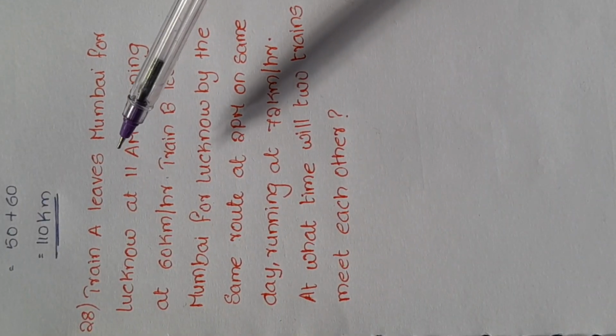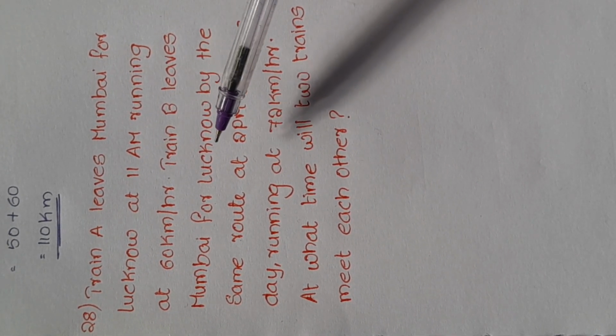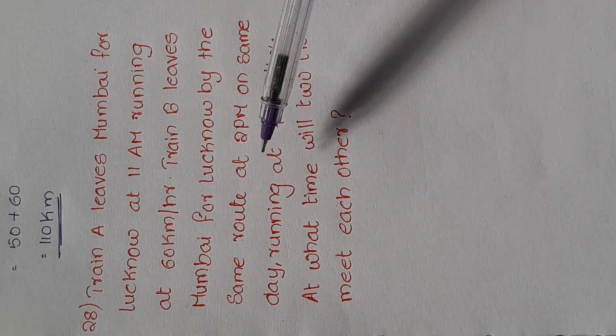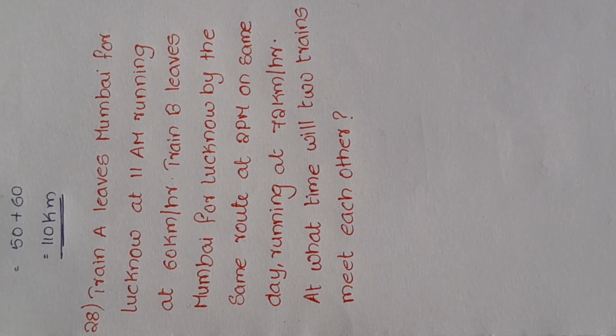Question number 28. Train A leaves Mumbai for Lucknow at 11 am running at 60 km per hour speed. Train B leaves Mumbai for Lucknow by the same route at 2 pm on the same day running at 72 km per hour speed. At what time will the two trains meet each other?